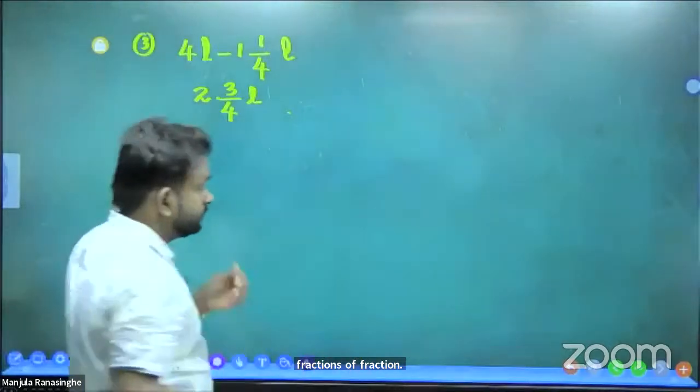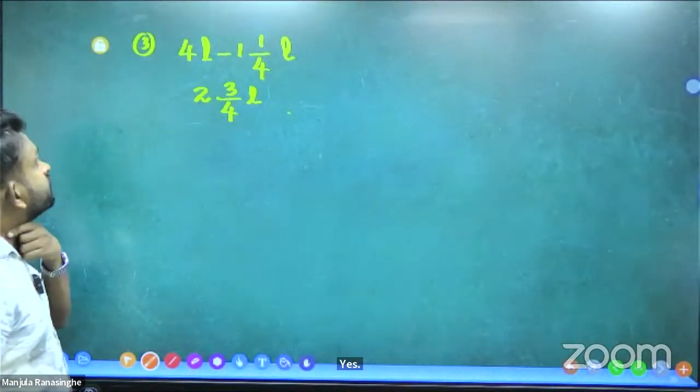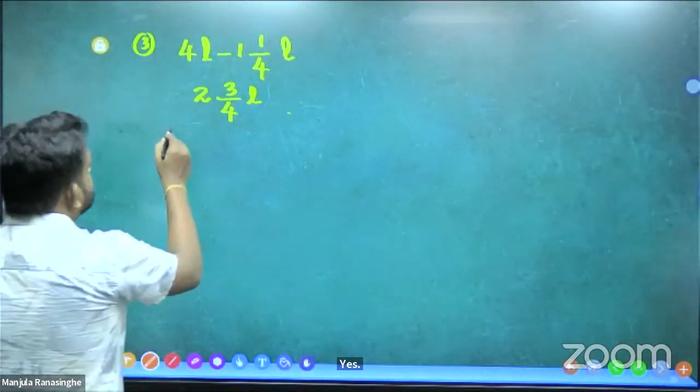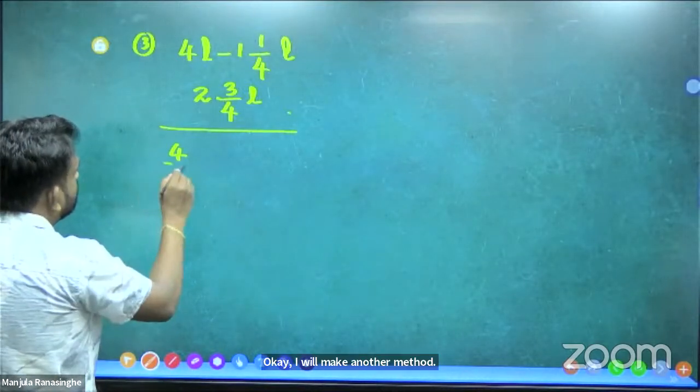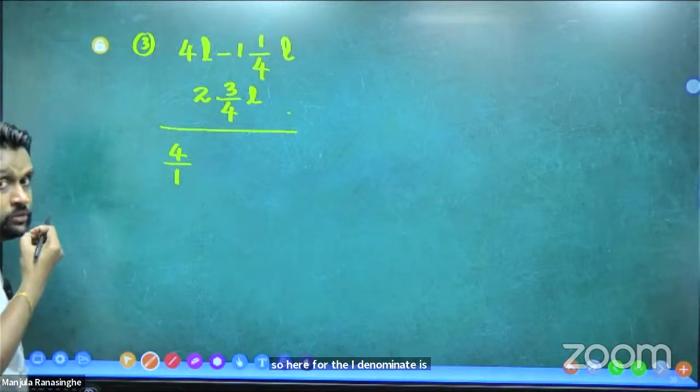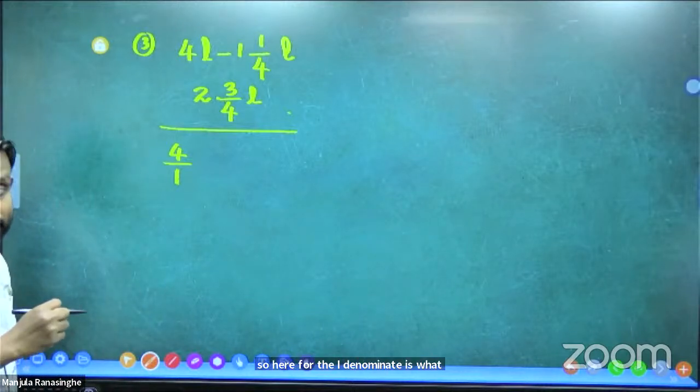Sir, I didn't get that question. Can you repeat that again? Okay, I will use another method. Here, 4: what is the denominator? A whole number means the denominator is 1.